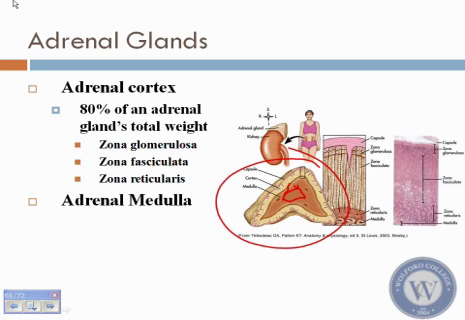It can be broken down into what's called zona glomerulosa, fasciculata, and reticularis. We're going to talk about that later on when we talk about the neurohormonal mechanisms next semester. The adrenal medulla is where the adrenergic drugs are being produced. This is epinephrine and norepinephrine.